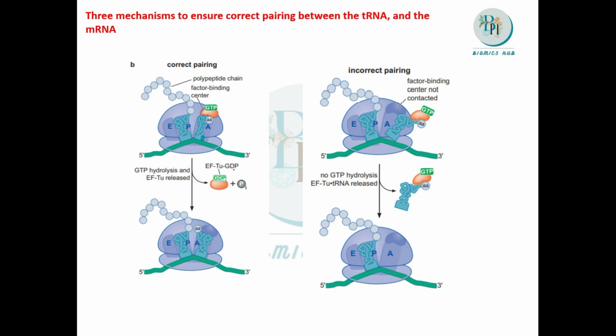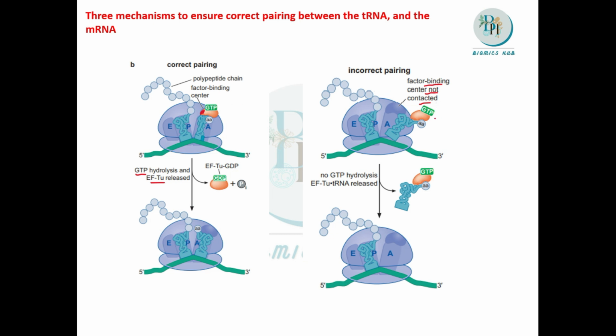Here the EFTU is bringing the amino acid, and this polypeptide chain is being transferred into the A site for forming the peptide bond, and that is by GTP hydrolysis of EFTU, and the EFTU is released. So when there is incorrect pairing, this factor binding center is not connected. This is a factor binding center of the A site.